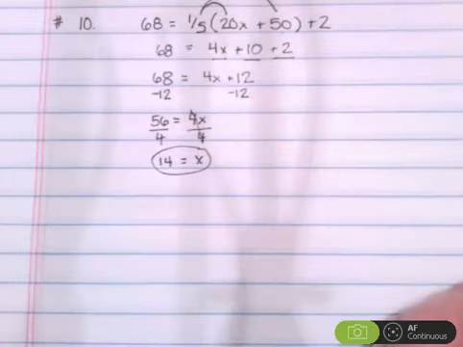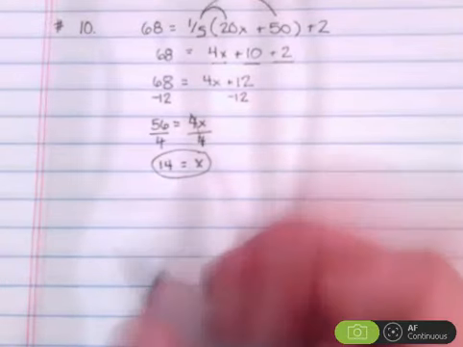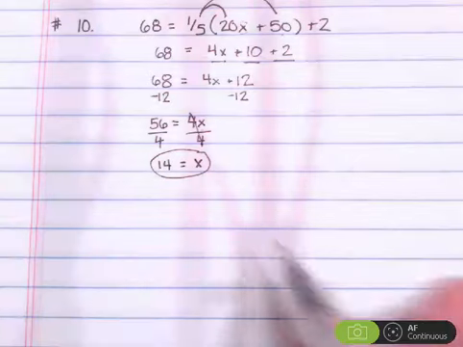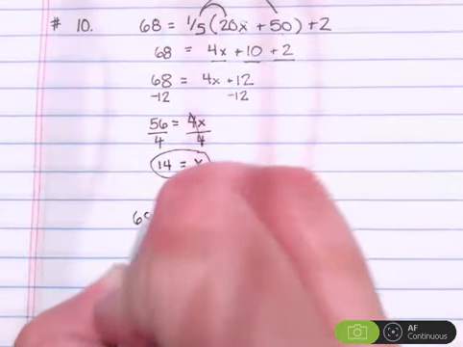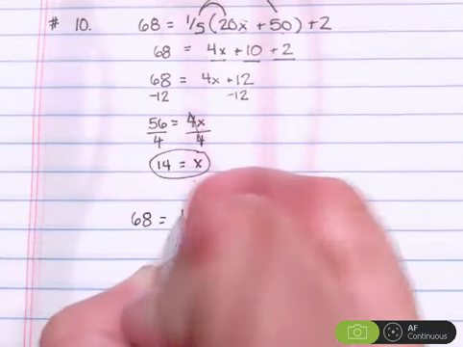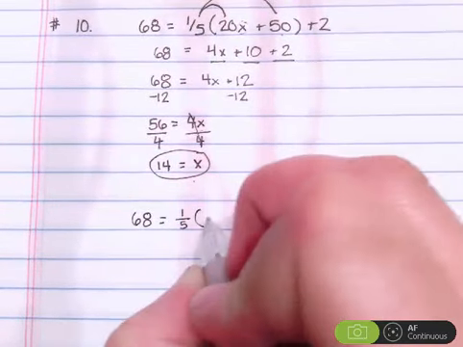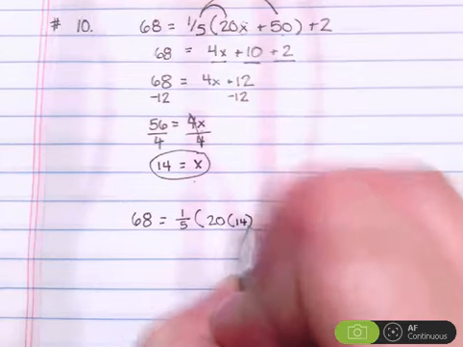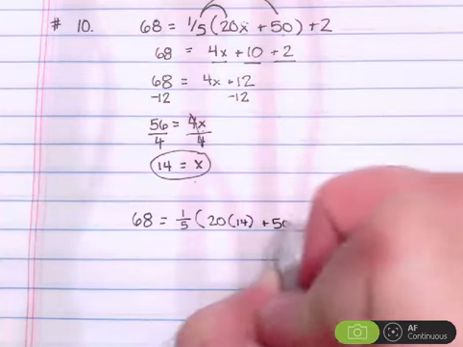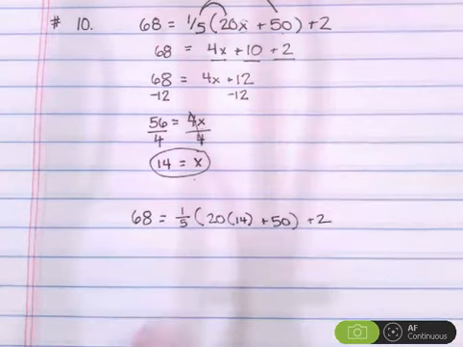And then remember, we can always check our work by plugging it in. So I'm going to replace this x up here with a 14, and hopefully this will work. So we get 68 equals 1/5 times 20x, but x was 14, so 20 times 14, plus 50, plus 2. And then we do our order of operations.